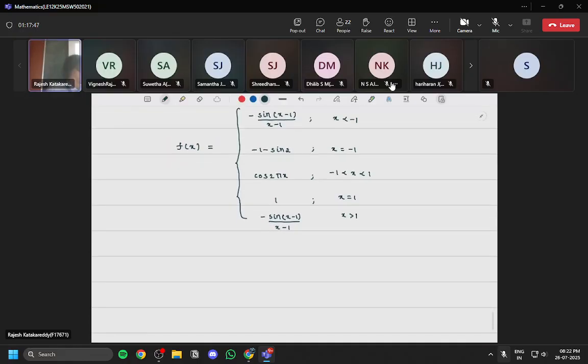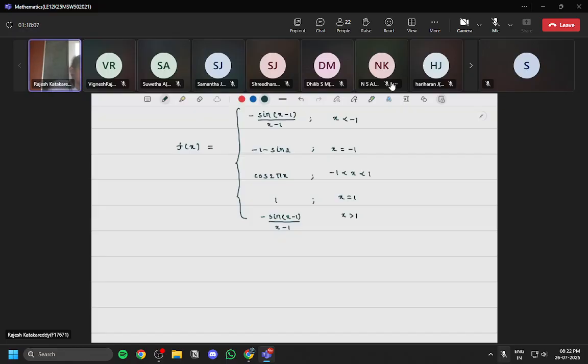As x approaching 1, limit x approaching 1, minus 1 into sin x minus 1 by x minus 1. How much do I get? Minus 1. So again at 1 also, that is discontinuous. Understood? Any doubt?